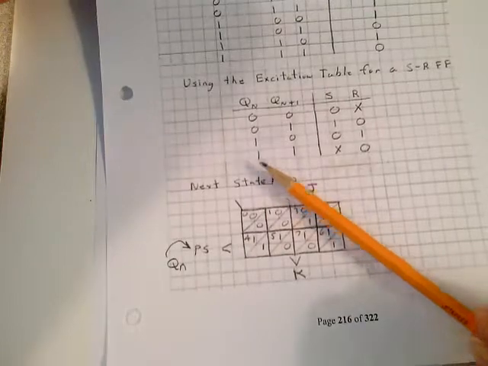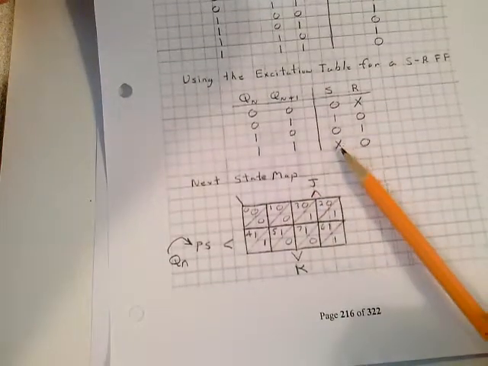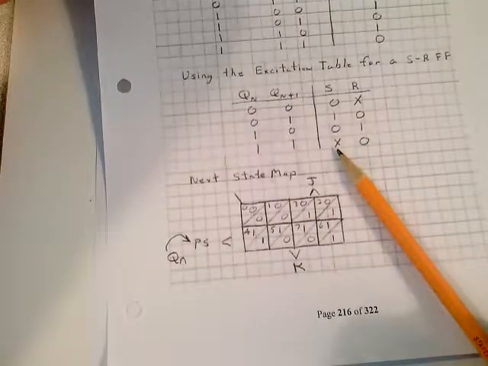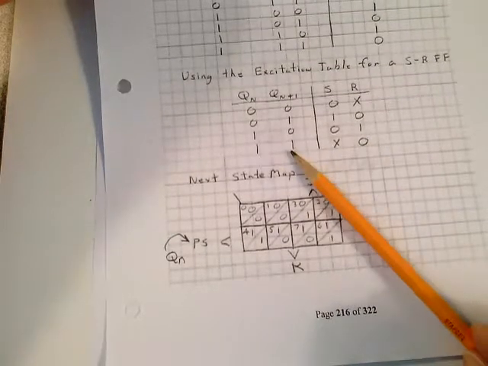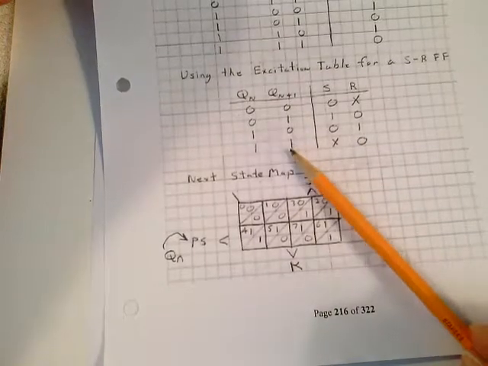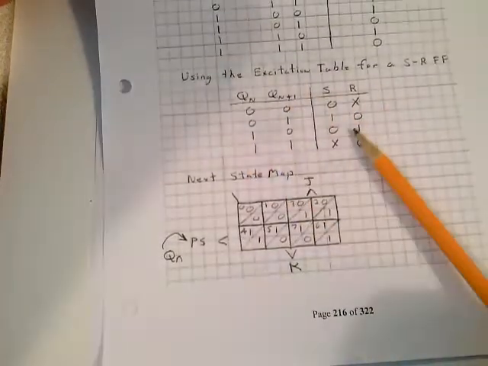And if you have a 1 and you want it to stay at 1, I don't care what S is, but R has to be 0. If S is a 0, it's no change, 1 and a 1. If this is a 1, it's a 1, 0, which is a set. Either way, you get a 1 on the output. So there's our excitation table.